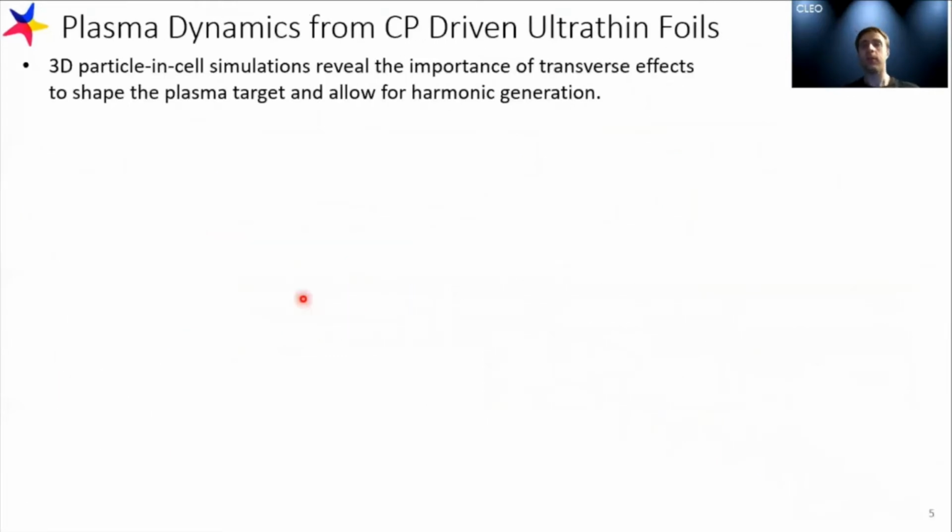So before discussing the properties of these vortex beams in more detail, I want to discuss the plasma dynamics leading up to the emission of these harmonics. And to do that, we use full 3D particle-in-cell simulations to model the transverse effects that shape the plasma target, which allow for harmonic generation.